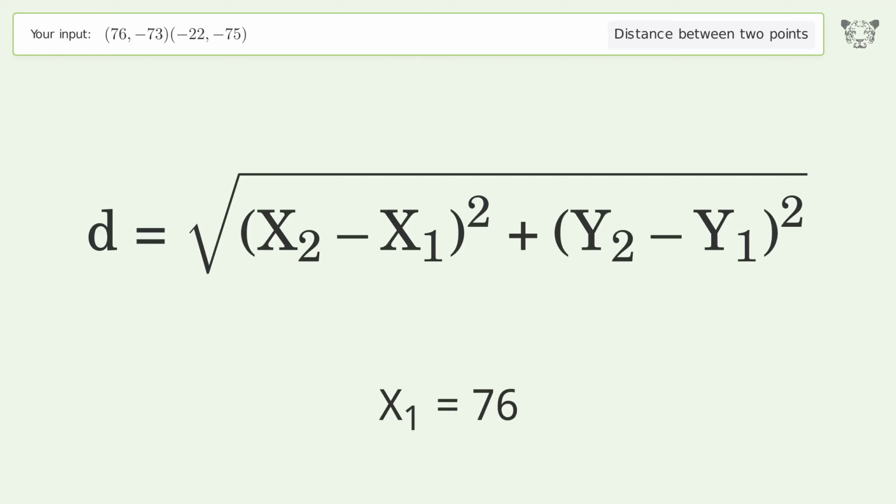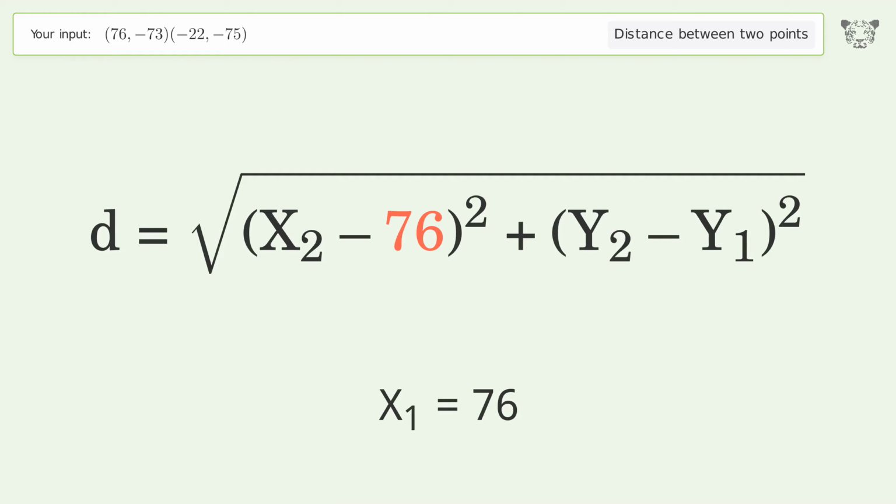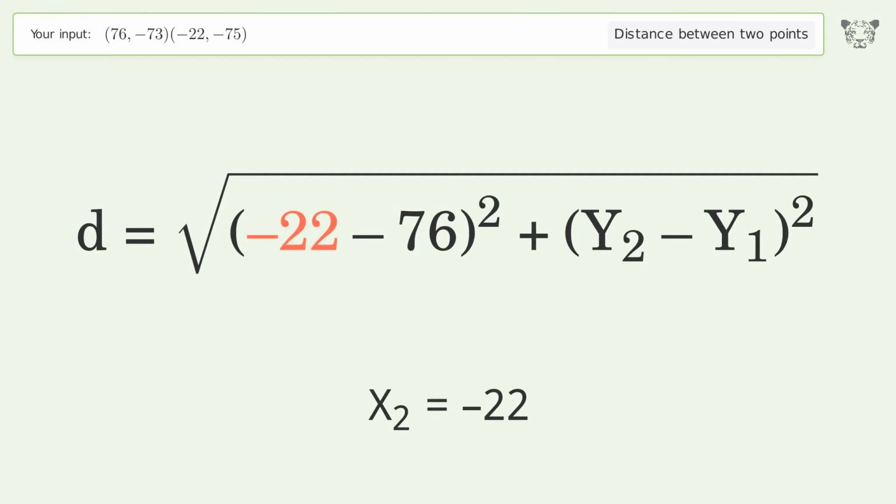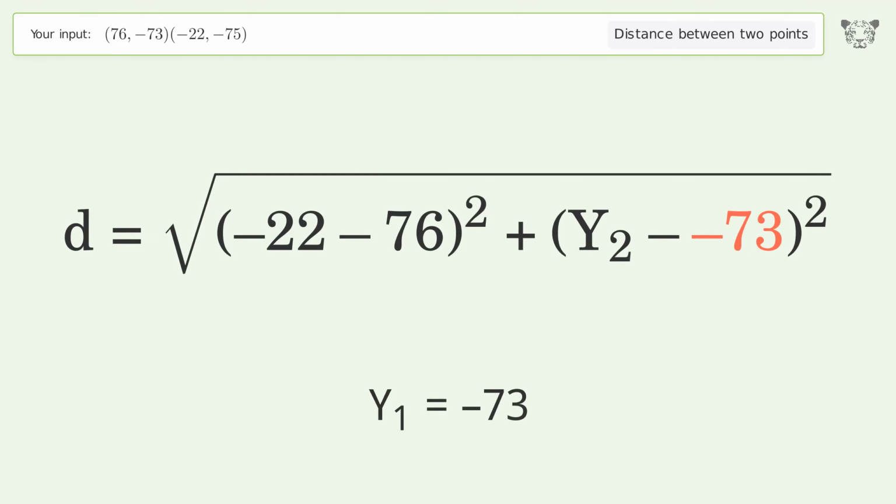x1 equals 76. x2 equals negative 22. y1 equals negative 73. y2 equals negative 75.